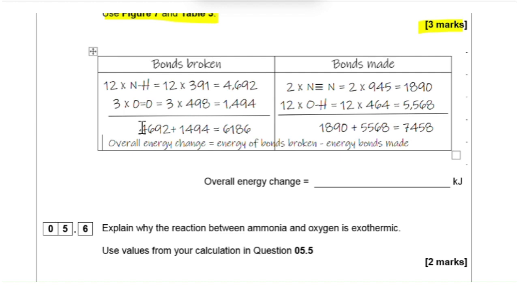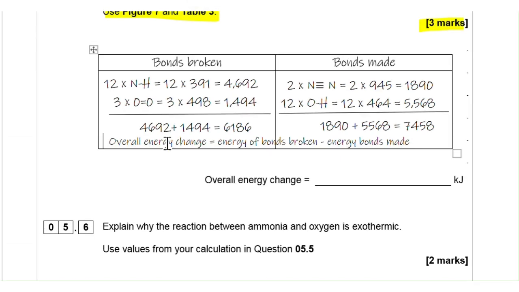So that's 6186, take away 7458. When you crunch all that on your calculator, you get minus 1272 kilojoules. You get a mark for calculating bonds broken, a mark for calculating the energy for bonds made, and then the final mark for the sum to get the final answer.